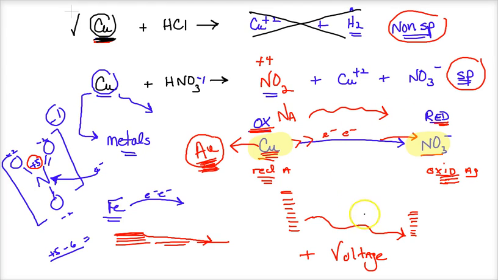So the idea that we can measure with a voltage per each half reaction gives us some insight whether a reaction is spontaneous and can work or non-spontaneous and does not work. And that's what we need to know moving into the next phase. Very important.